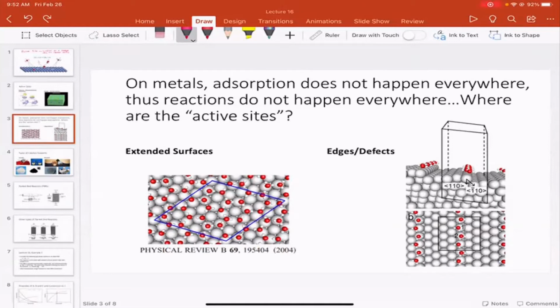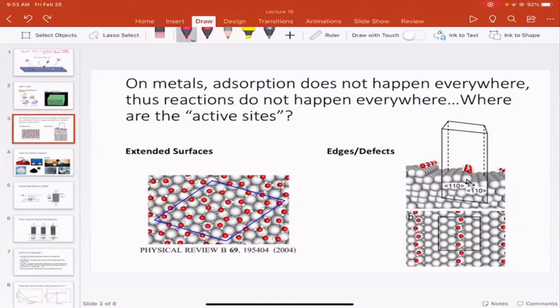In fact, what it really needs is an uncoordinated site, right? Something that's not fully bound in all directions. And those are edges and defects. And that's here on the right-hand side. At least the edges are shown on the right-hand side here, where not every surface is atomically flat.